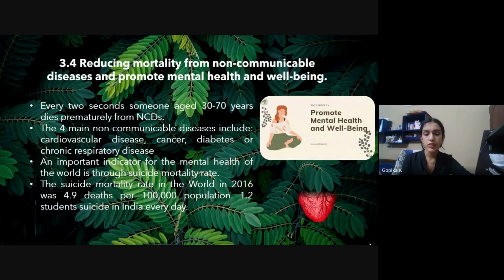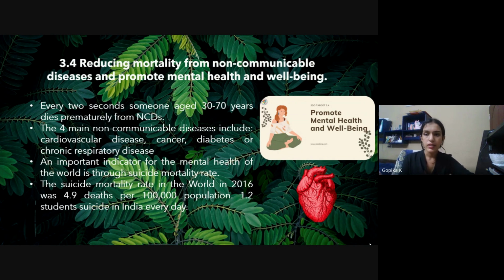Moving on to target 3.4. By 2030, reduce by 1/3 premature mortality from non-communicable diseases through prevention and treatment and promote mental health and well-being. Every 2 seconds, someone aged 30 to 70 dies prematurely from NCDs, which include cardiovascular disease, cancer, diabetes, and chronic respiratory disease. By 2030, the aim is to reduce premature mortality from non-communicable diseases by 1/3 through prevention, treatment, while also promoting mental health and well-being.